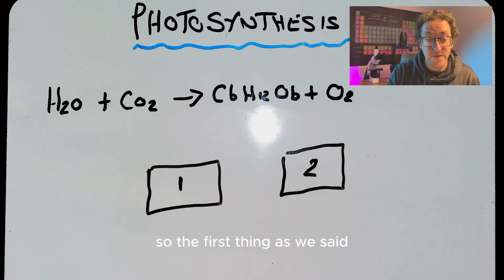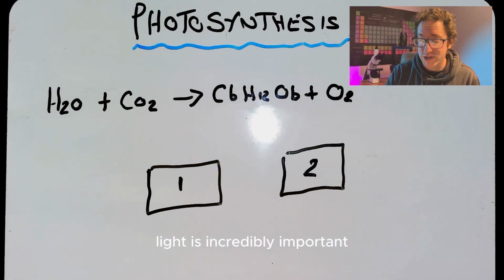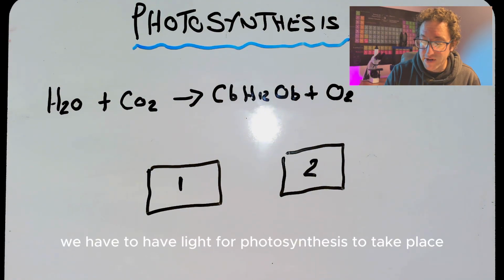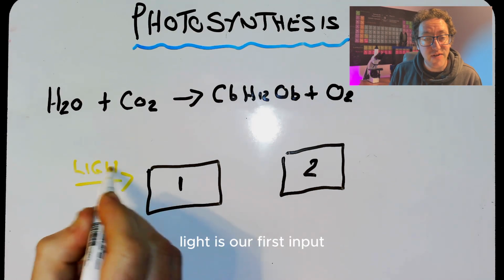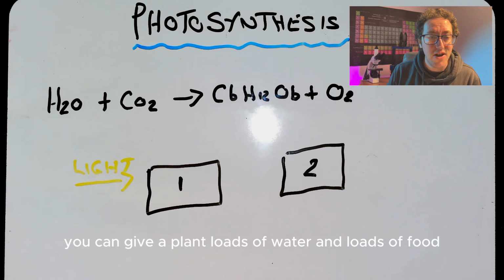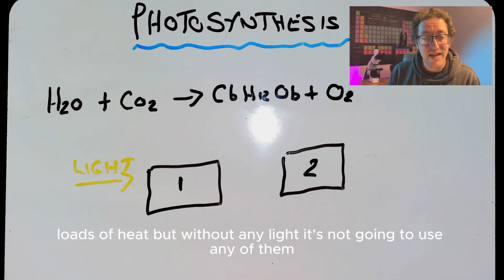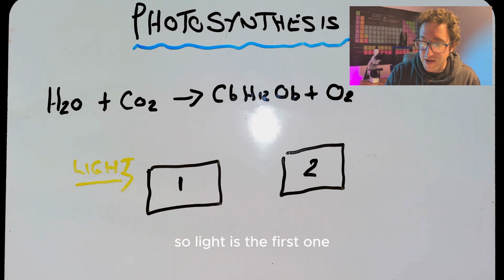So the first thing, as we said, light is incredibly important. We have to have light for photosynthesis to take place. Light is our first input. You can give a plant loads of water and loads of food, loads of heat, but without any light, it's not going to use any of them. So light is the first one.